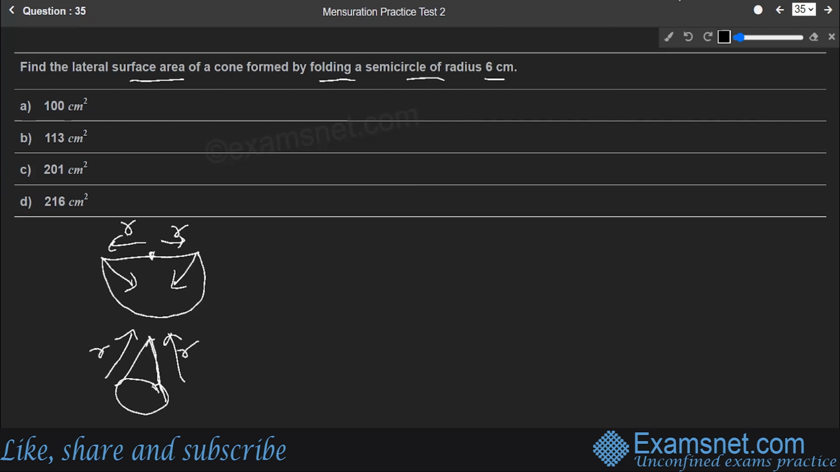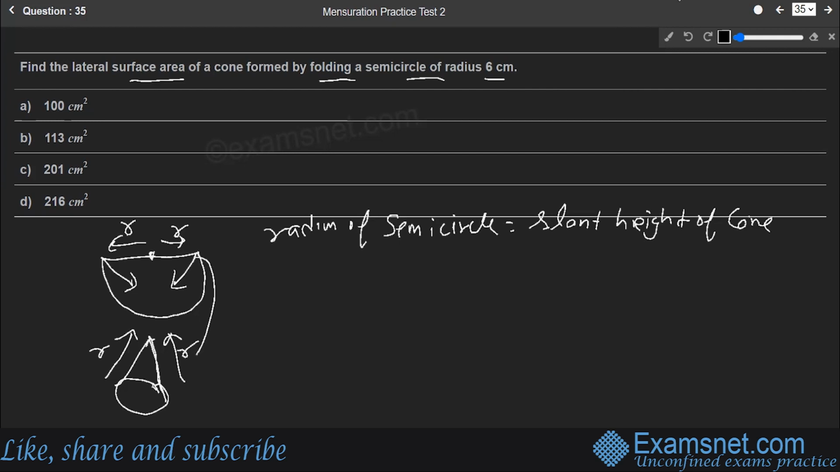So we can write that the radius of the semicircle is equal to the slant height of the cone. This is what we can understand by observation. Now, the cone is formed by folding a semicircle whose radius given is 6 centimeters. So the slant height of the cone is nothing but 6 centimeters only. That is what is given.